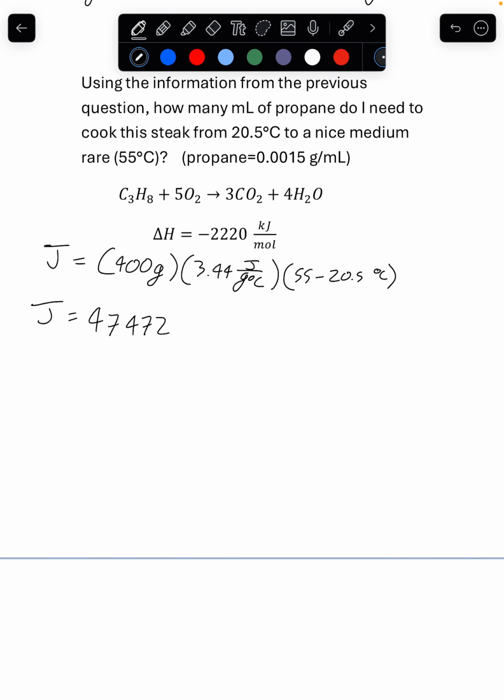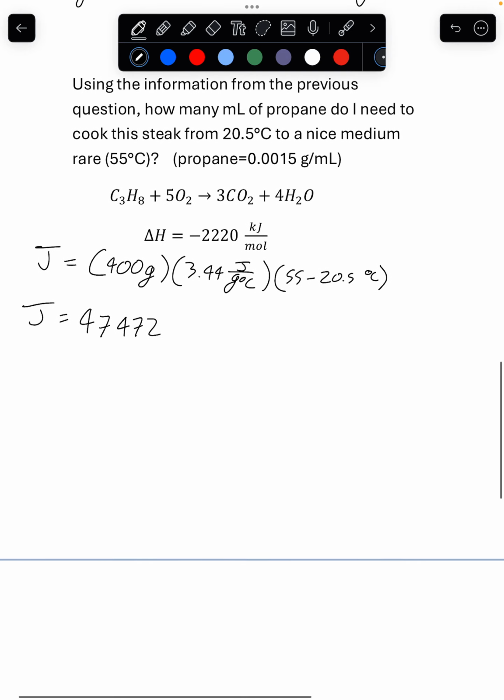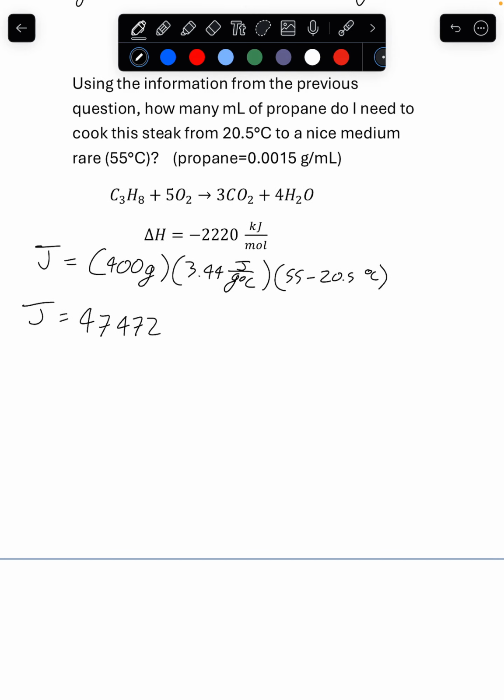But my question wants to know how many milliliters of propane. Okay, that might seem really abstract and confusing of how am I going to get from joules of energy to milliliters of propane? But it's all given to us in the problem. If we take joules to kilojoules, then we can use this conversion factor where we know how much energy was released by 1 mole of this reaction, which uses 1 mole of propane. So we can get from kilojoules to moles of propane. Using the molar mass, we can get from moles of propane to grams of propane, and using this conversion factor, we'll find the milliliters. So let's do exactly that.